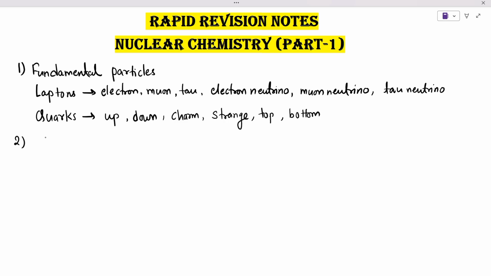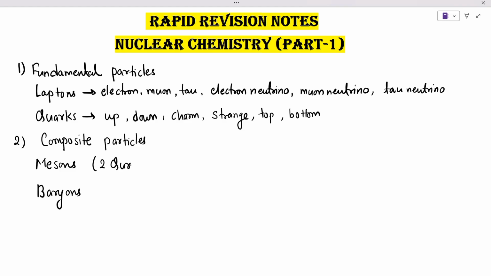Next topic is composite particles. Composite particles are those particles which are made up of quarks. We have two types of composite particles. The first one is mesons and the second one is baryons. Mesons are made up of two quarks, meaning when two quarks combine, they form mesons. And when three quarks combine, they form baryons.